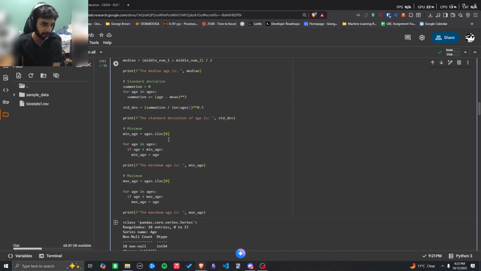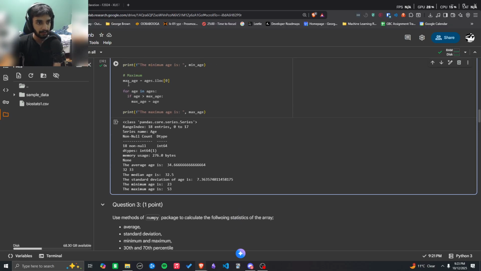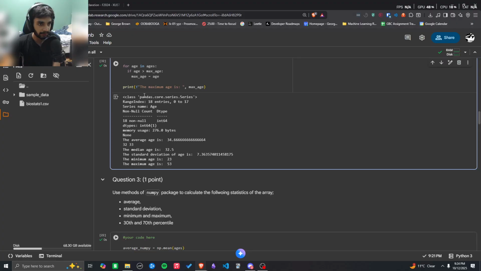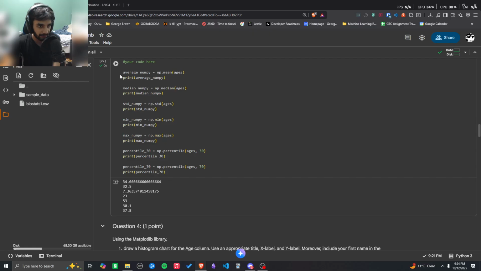Minimum, we just use the iloc function. We go into the first part of the ages column, and then we just iterate through it. If it's smaller than the current age that we have, then we plug that in as the minimum age. Otherwise, we continue until we're done. Opposite for max, we go to the first index of the age column and set it as our max age. If the next age is bigger, we set that as our max age. Otherwise, we continue until it's done. And you can see all the things we got over here.